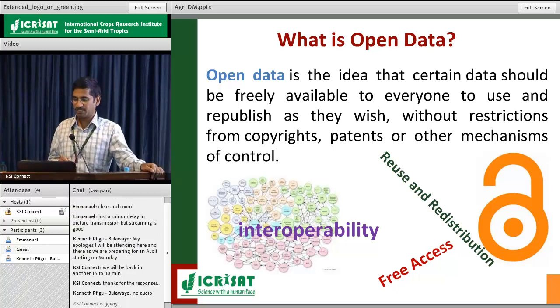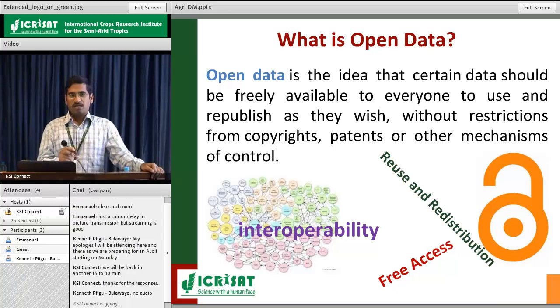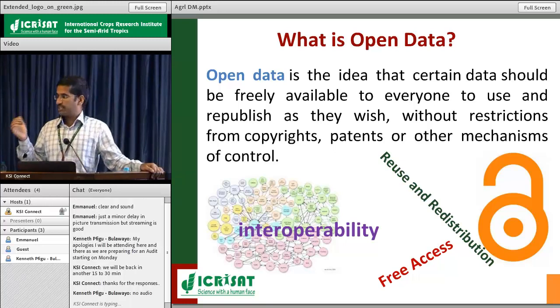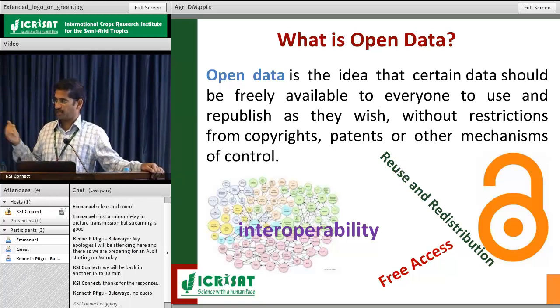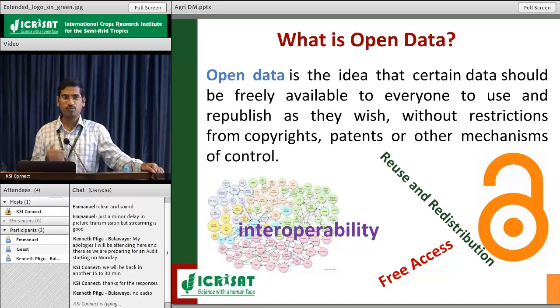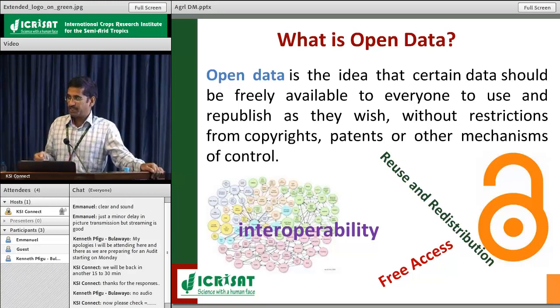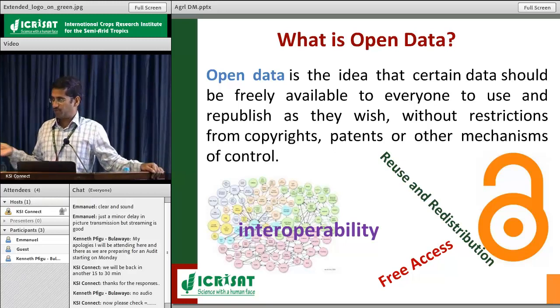And again, what is interoperability? Say I have certain data, especially in social science. I go to the farmer field, collect the data, and keep it in my repository in the form of MS Office Excel. Everybody understands Excel, everybody can work on Excel, and everybody can download it. If it is openly available, then they can work on it, reuse and redistribute it.